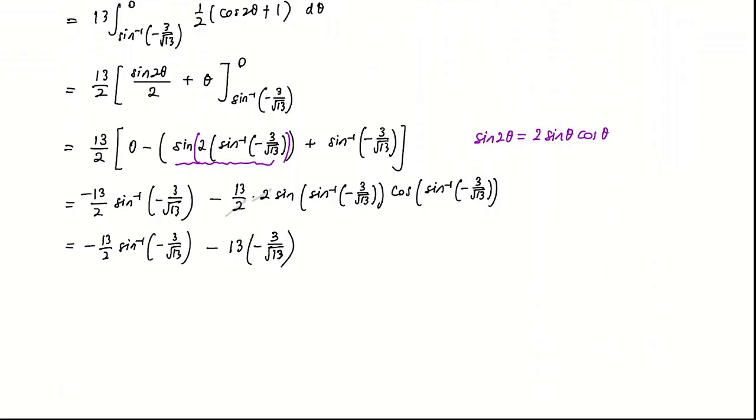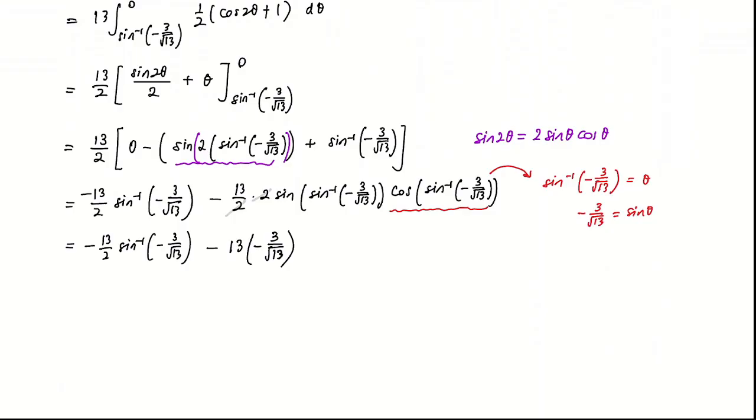Now this one over here is the problem. How do we evaluate cosine of sine inverse of this? Let's take a look. There is a special technique also. In order for us to get the exact value, we need to construct a right angle triangle. So what is sine inverse of this? This is actually an angle, correct? This means that sine theta will give us negative 3 over root 13.